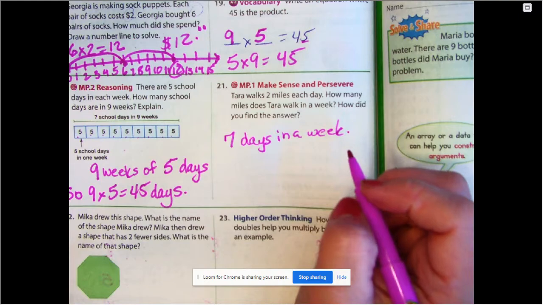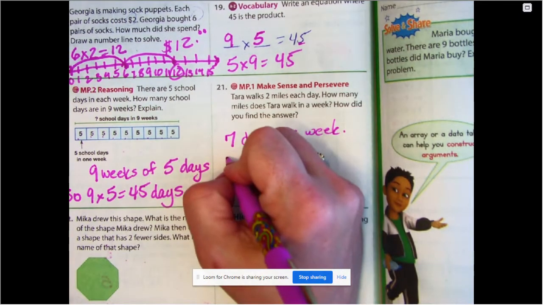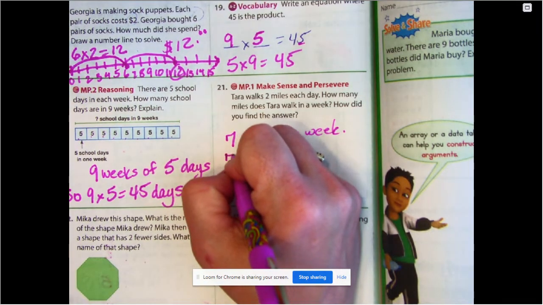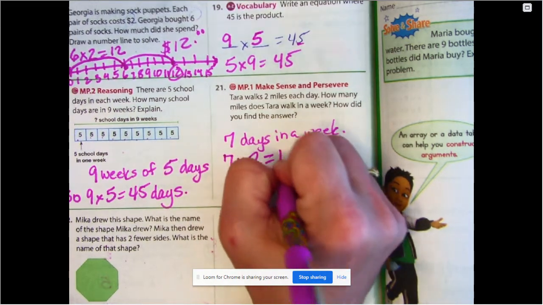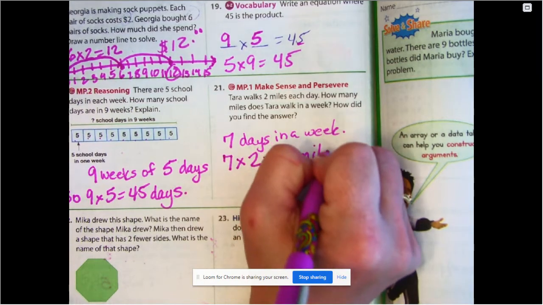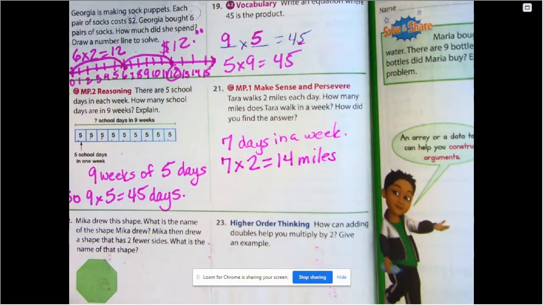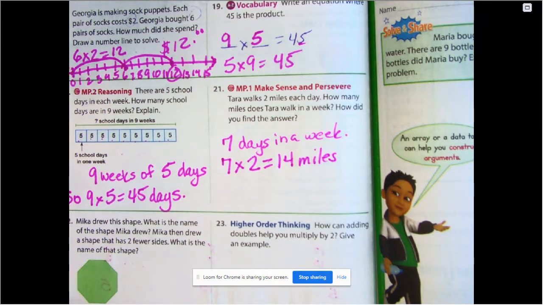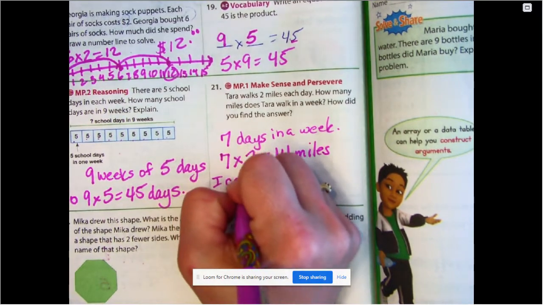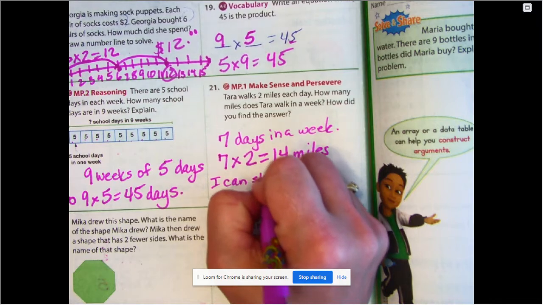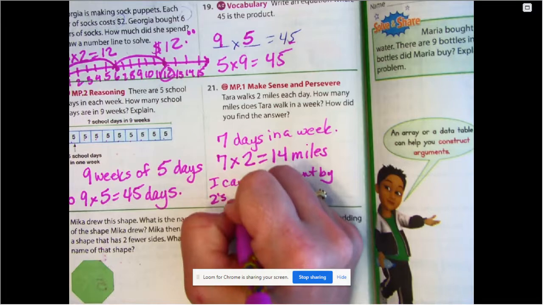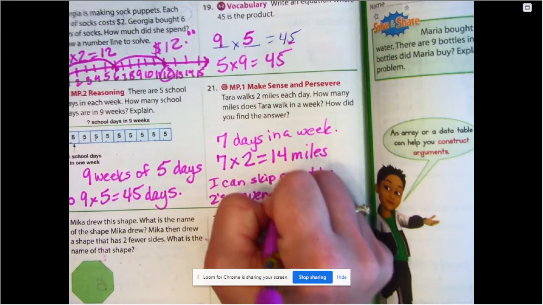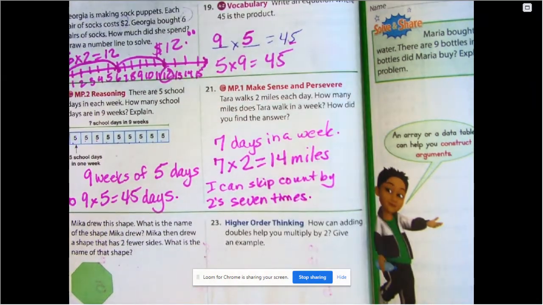Okay. And she walks 2 miles each day. So that's 7 days times 2 miles each time. That's 14 miles she does in a week. I can skip count by 2's 7 times. So there's my explanation.